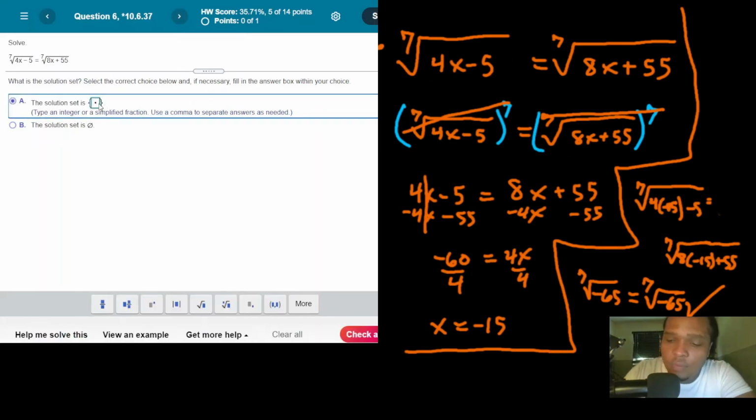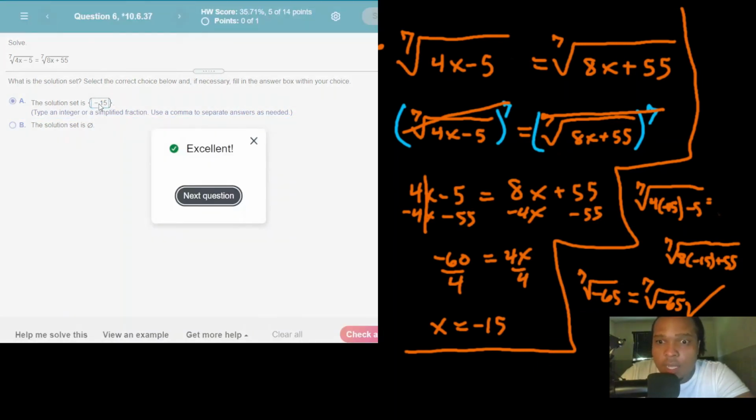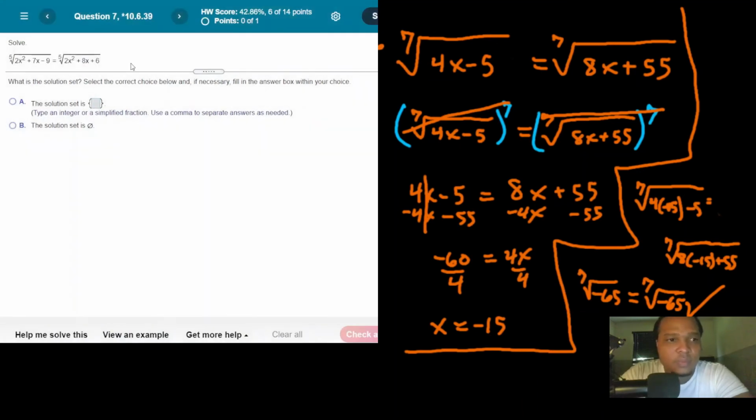Negative 15. Okay, so you can see that even though we have negative answers inside the radical, they're still correct, if and only if the index is odd. All right, let's go ahead and knock this one out.